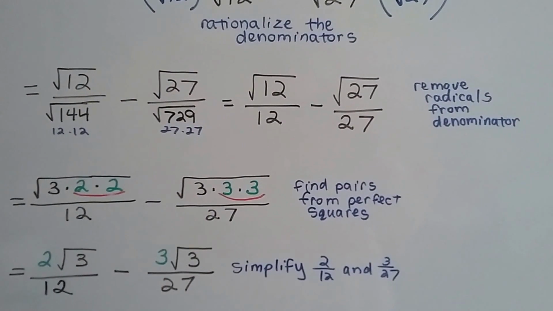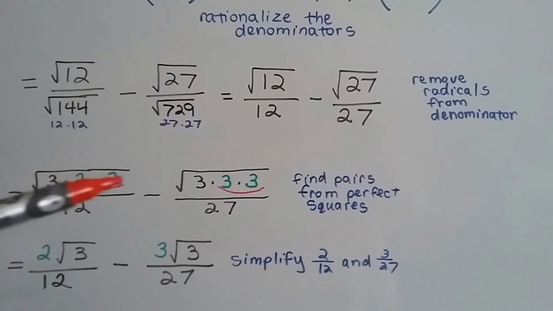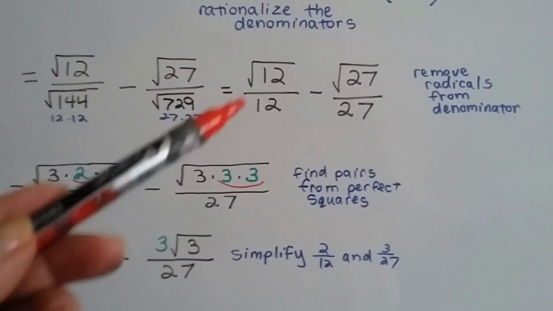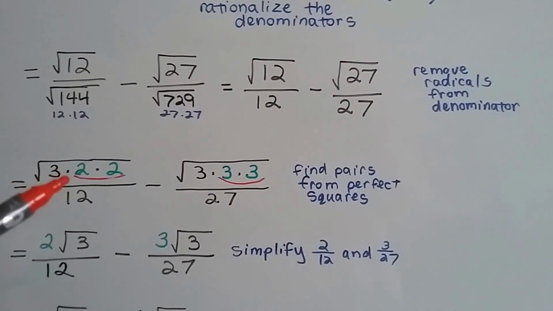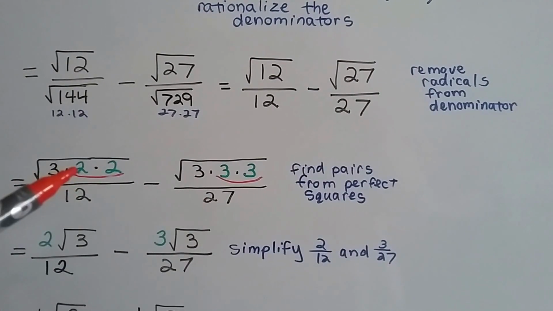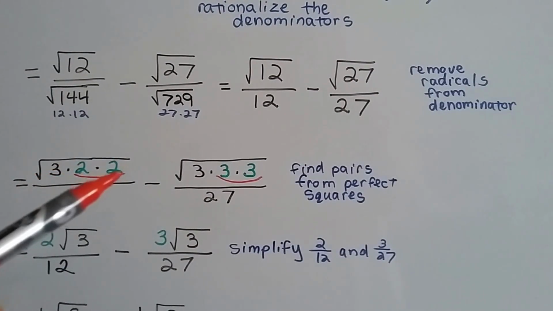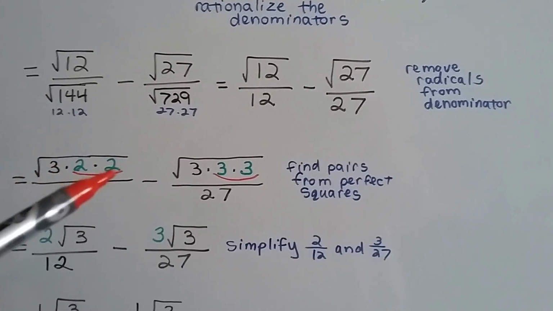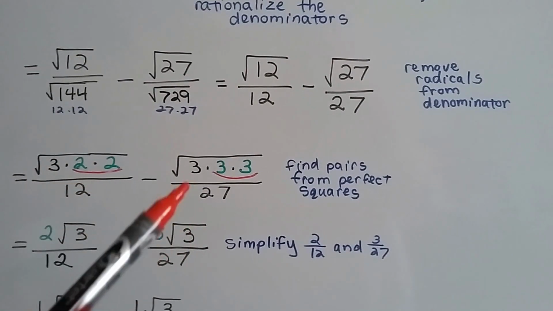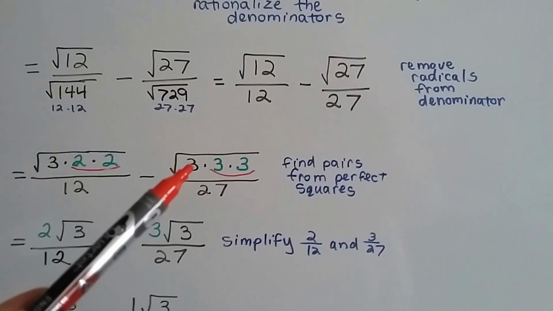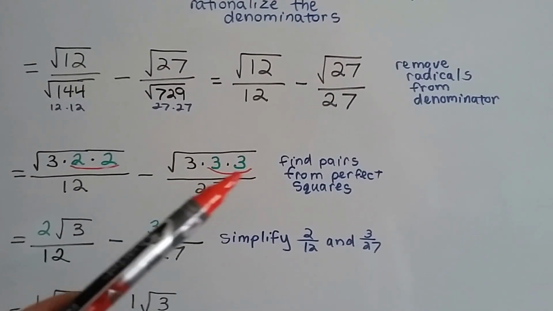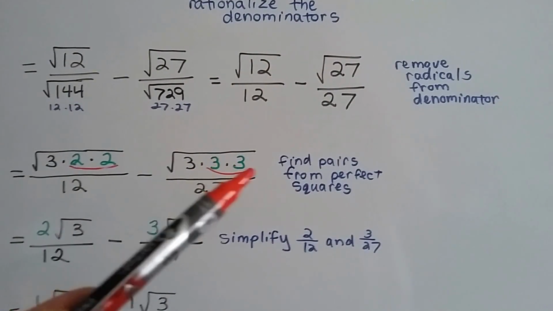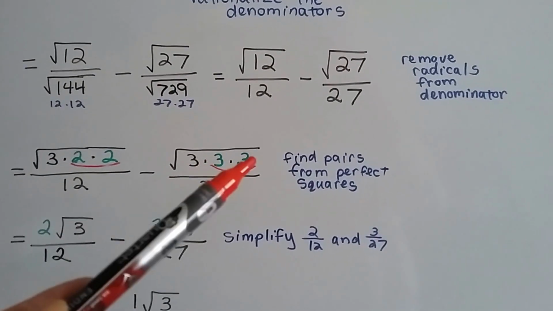And we can open these up, can't we? The square root of 12 is 3 times 2 times 2. It's 3 times 4, isn't it? And we get a nice little pair here. See? We get a nice perfect square. 2 times 2 is 4. And for the 27, we've got 3 times 3, because 3 times 9 is 27, isn't it? So we have a nice little square here, too.